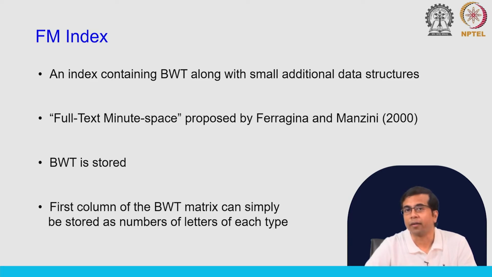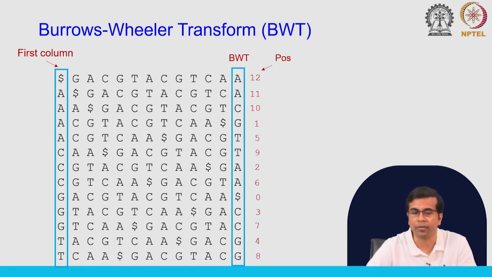We can also see that if you want to store the first column, you can generate the first column from the BWT, but in case you want to store it, you can simply store it as the numbers of letters of each type. So, let us look at how it actually looks. If you look at this full matrix again, you have the first column and the last column, and the letters in between are never stored. These are just shown for our understanding.